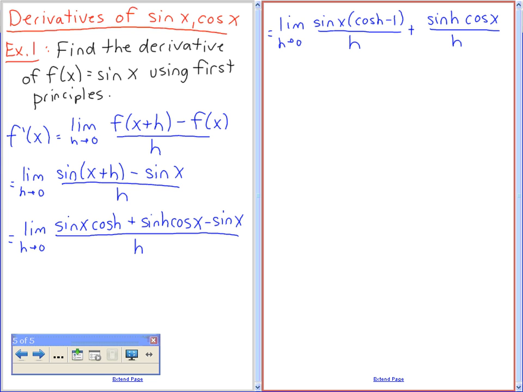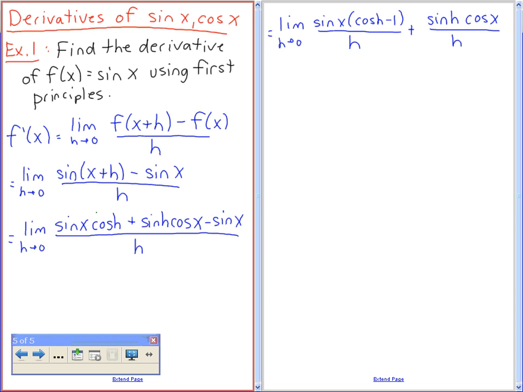Okay, are we okay? Let's slow down here. If there's a question about where that came from, please ask. So what happened here? I took these two terms, sine x cos h and sine x. Those both have sine x in them, right? So I factor sine x from both of them, and I'm left with cos h minus 1. It is a little tricky. So I factor that out from both of them, and I'm left with cos h minus 1.